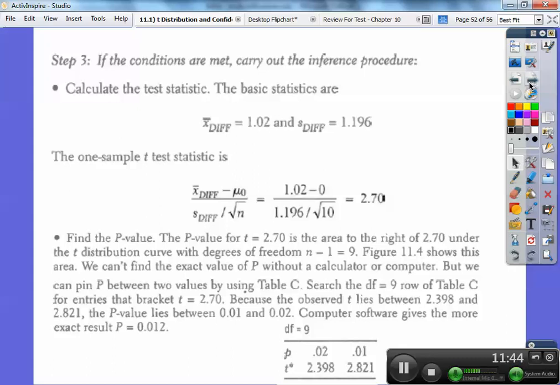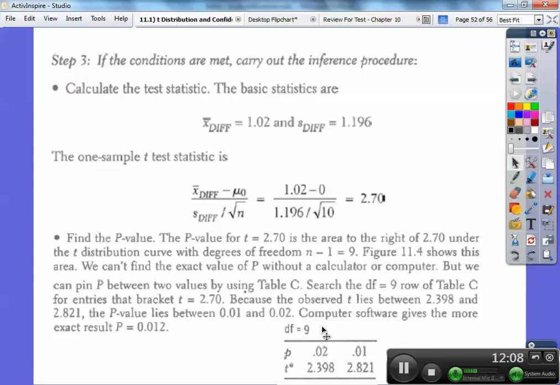All right, so find the p-value. The p-value for t equals 2.70 is the area to the right of 2.70 under the t distribution curve. The degrees of freedom would be 9, which is 10 minus 1. Figure 11.4 shows the area. That's on the next slide. We can't find the exact value without a calculator or computer. I'll show you that in the next video. But we can pin p between two values. We're looking for 2.7.